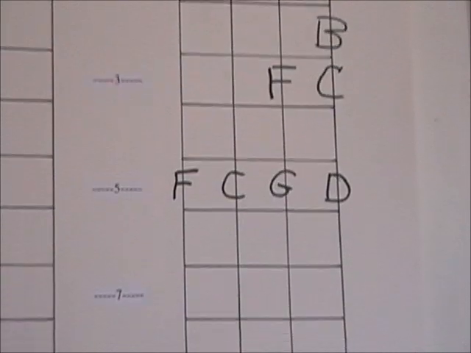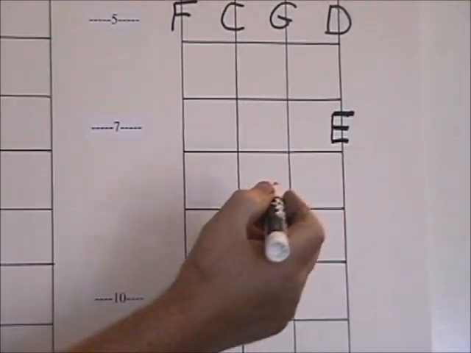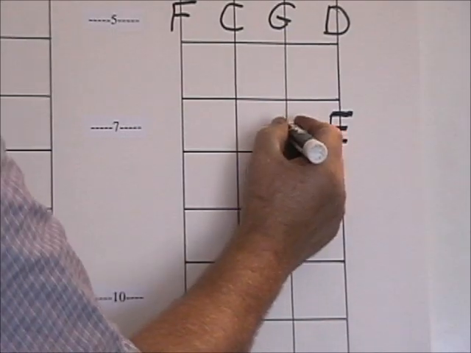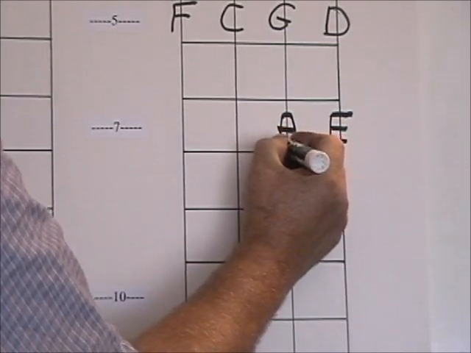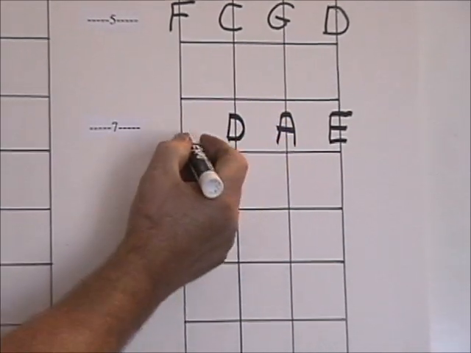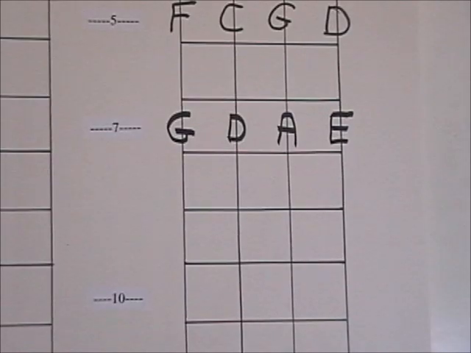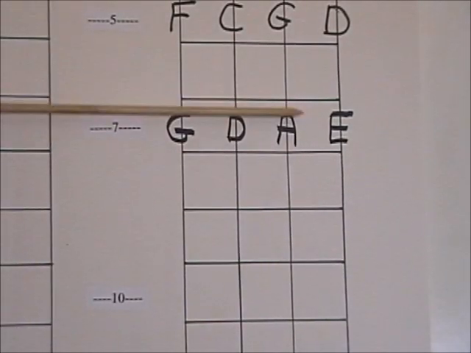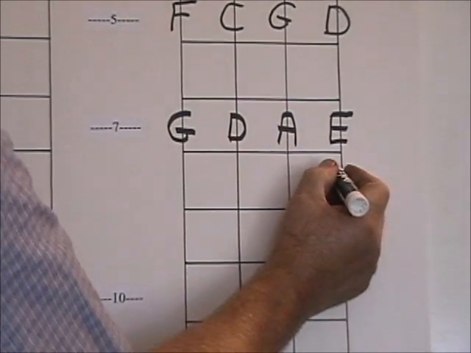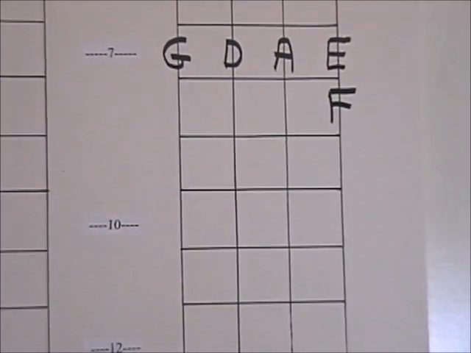So the E is at the 7th fret. What's next to an E is an A. Next to A is a D. Next to D is a G. So the F is down here. E and F are together. And I don't know what's next to an F, but whatever is next to an F is harmony.